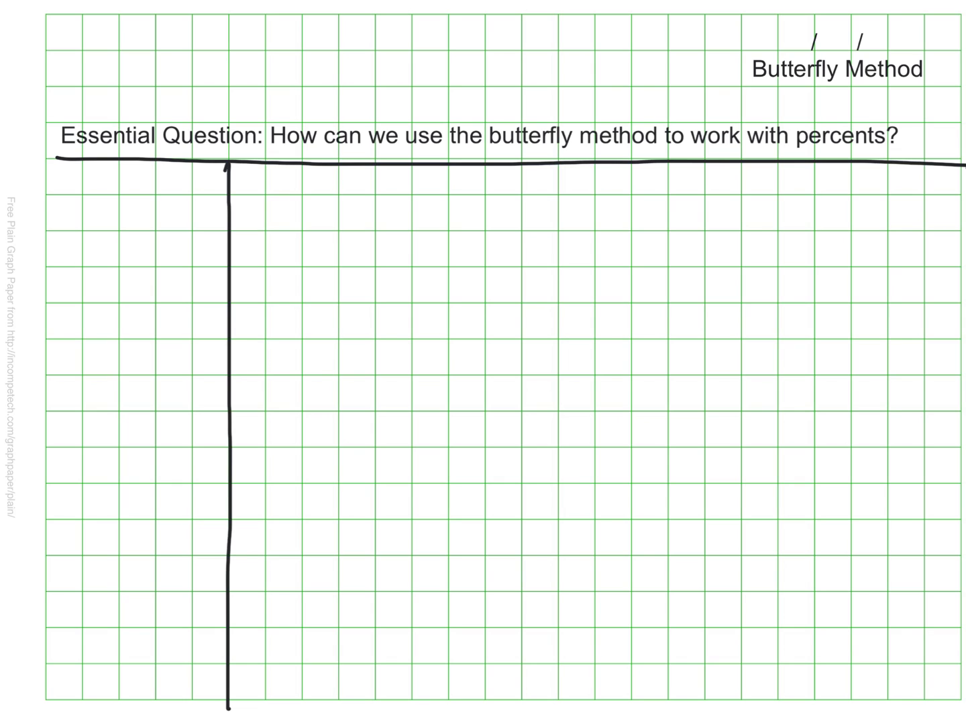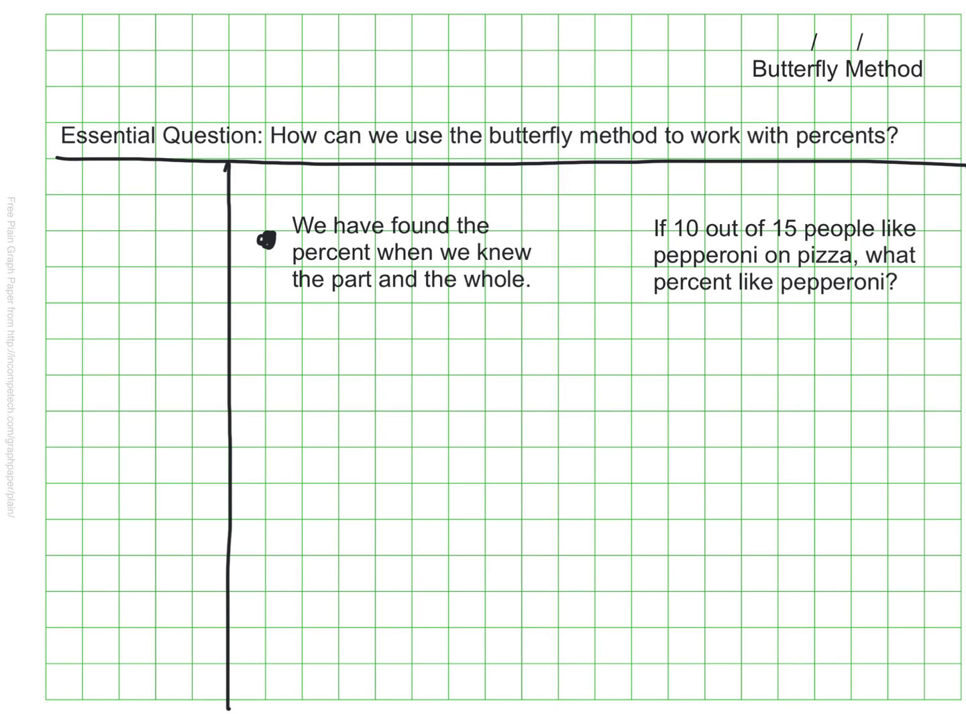Now remember, we've worked with percents in various capacities. We have found the percent, right? That's how we started, by finding the percent. This is when we know the part, 10 out of the whole, out of 15, and we want to figure out what percent value that is. So we've done that before.